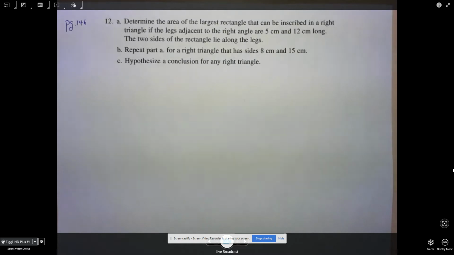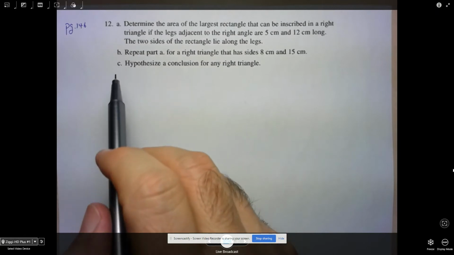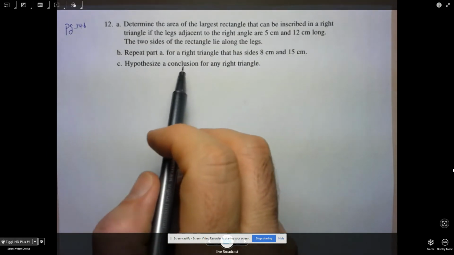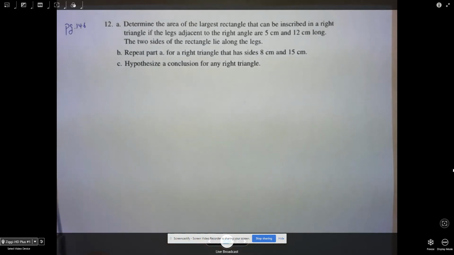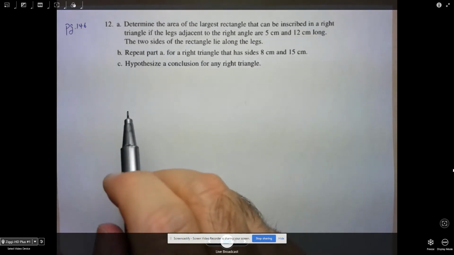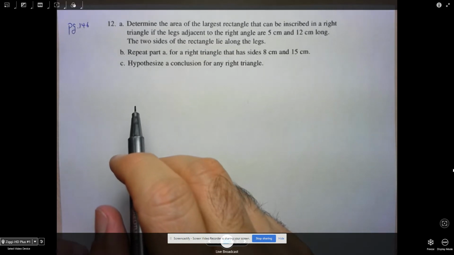Hi folks, we're going to take a look at number 12 from page 146. I'm actually only going to solve 12a. 12b is exactly the same, and we'll get a sense of what the conclusion might be based on our results from a. I'm going to solve this in two different ways, just so I can show you some of the different tricks that we have to solve these geometric problems.